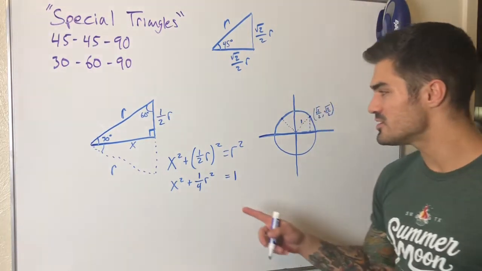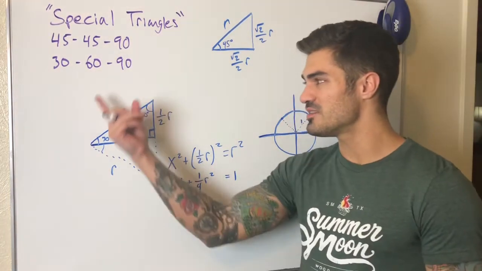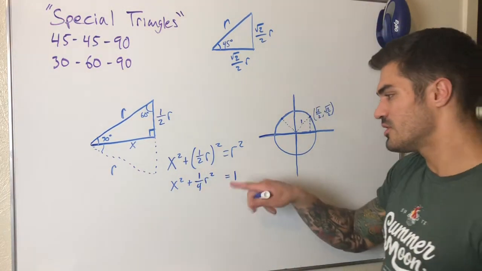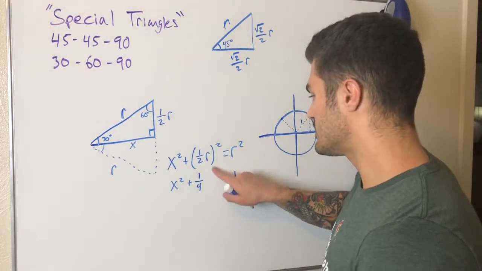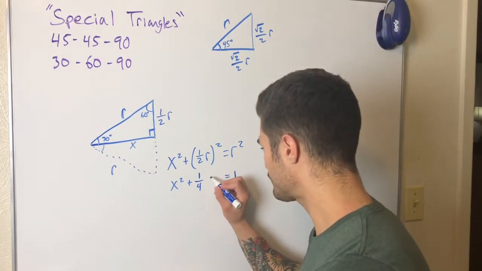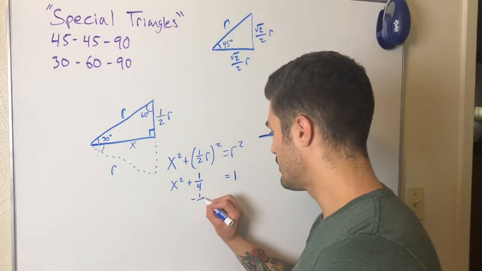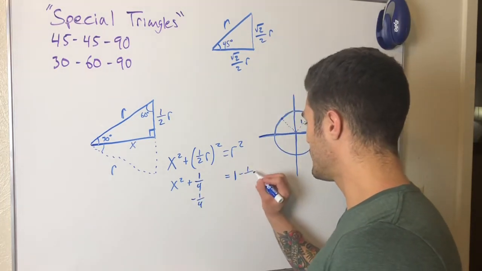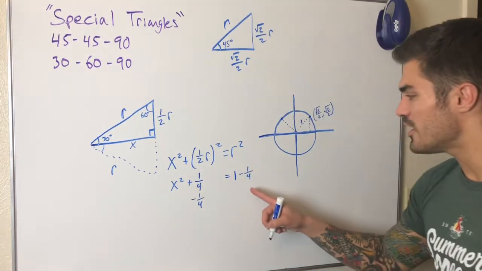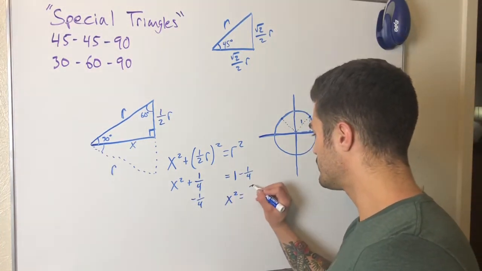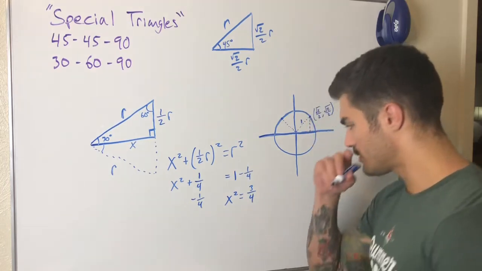And the reason I'm doing that is because really the reason I'm finding this general relationship between the sides is to build the unit circle. So let's go ahead and replace this with 1. So I just have 1/4 there. So I can subtract 1/4 from both sides. Minus 1/4, minus 1/4. And I get x squared equals 1 minus 1/4, that's 3/4. X squared equals 3/4, okay?